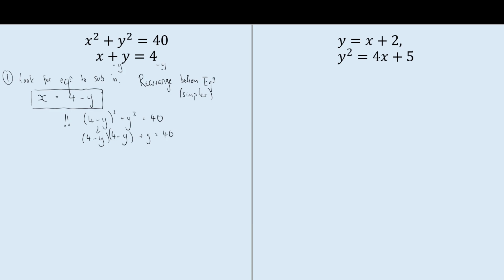And it's at this point where you'd need to know your expanding bracket skills. You can see now these are quite high order questions. They involve lots of different skills. Okay. Multiplying first, outer, inner, last, or drawing your connections in, whichever your method is for expanding brackets, make sure that you use it. Okay. 4 times 4 is 16. 4 times negative y is negative 4y, and we've got another negative 4y, which gives us negative 8y. Negative y times negative y is y squared.